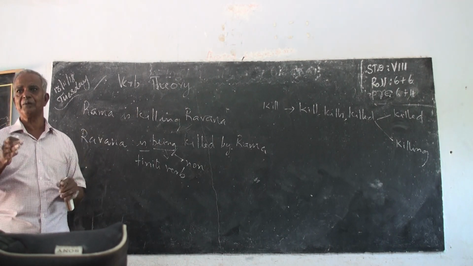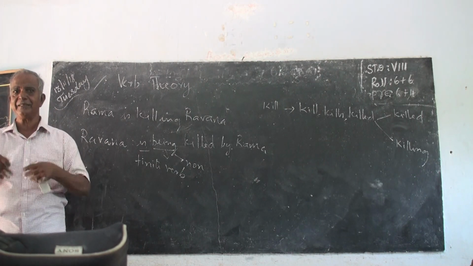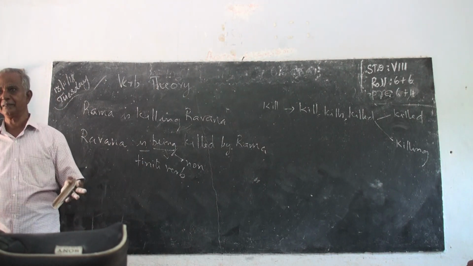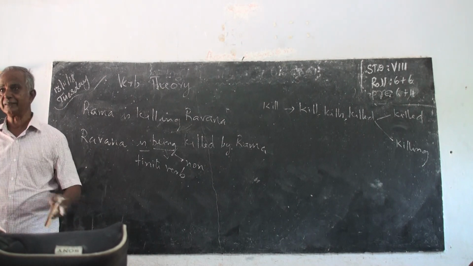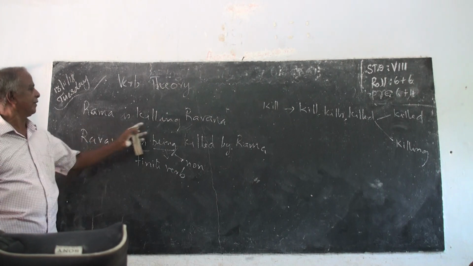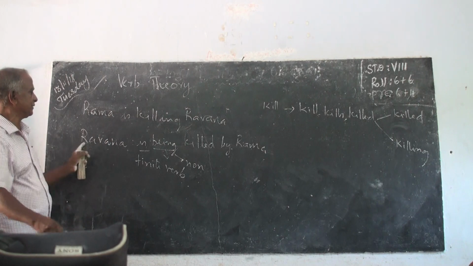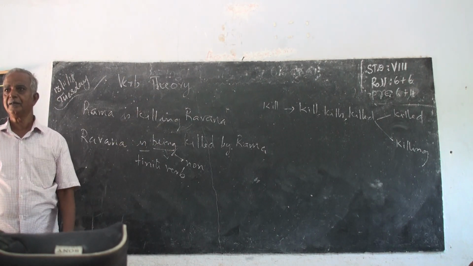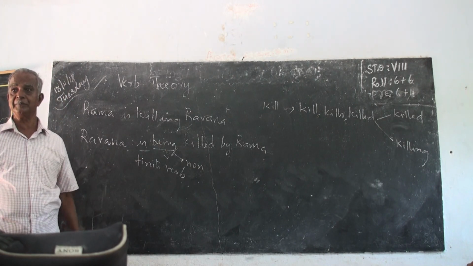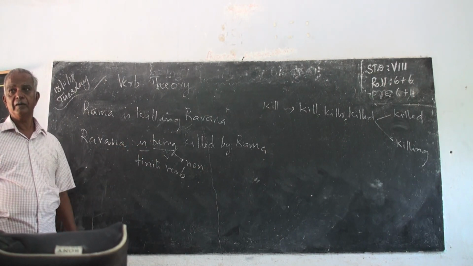Number three, active voice into passive voice according to the verb theory, as we study this in the books. In all books it is written like this, so I am writing like this. Not that I am supporting this. The only point is how it is given in your book. Rama is killing Ravana. A passive sentence like this: Ravana is being killed by Rama. And they will not explain why it is "being", how you introduce "being", what is the meaning of "is".